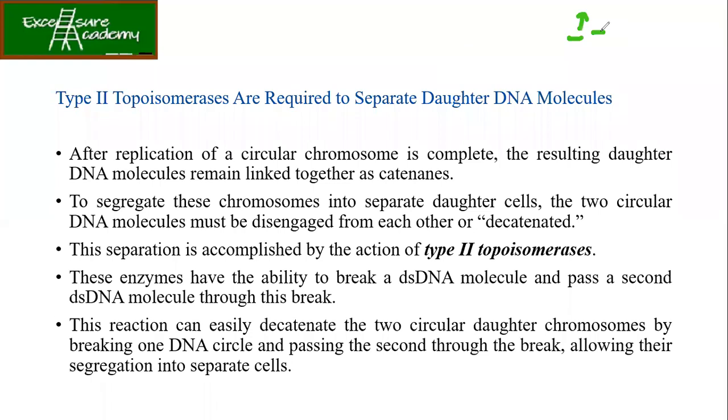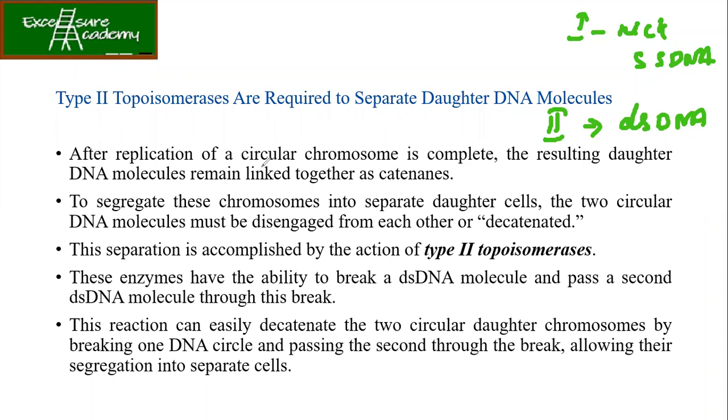So what does 1 do? It is going to make a nick on the single stranded DNA, right? Whereas topoisomerase 2 is going to make a nick on the double stranded DNA. So depending on the requirement, the topoisomerase will come into action. I am telling you right now, mainly topoisomerase 1 comes when your DNA goes into repair, and topoisomerase 2 comes, for example in this case, at the end of the replication. Okay, so the type 2 topoisomerases are required to separate daughter DNA molecules.